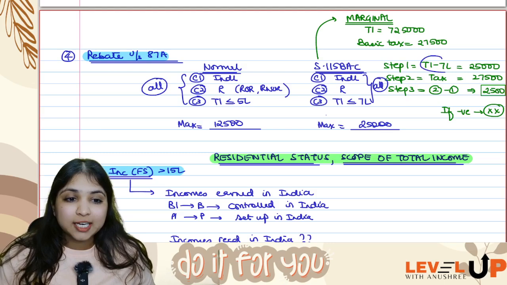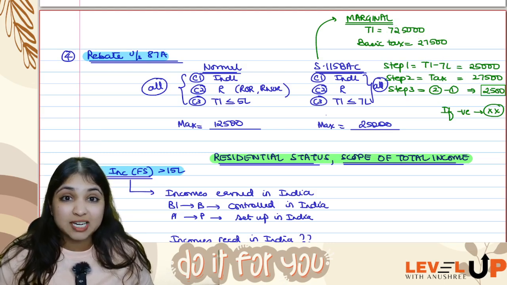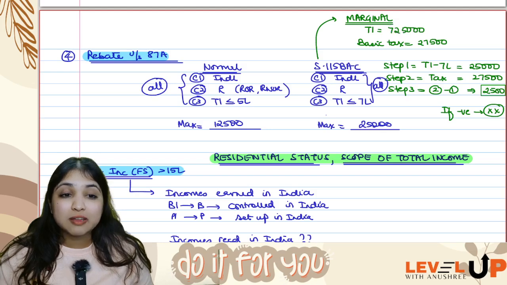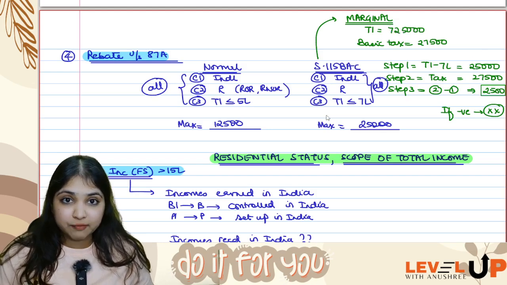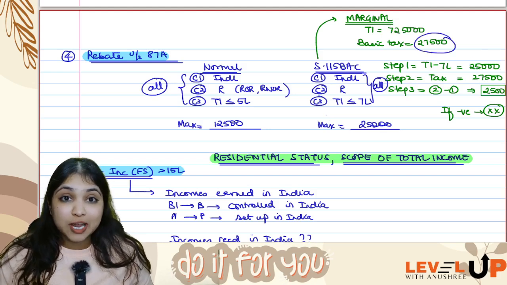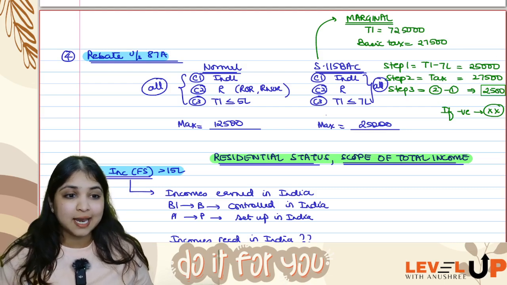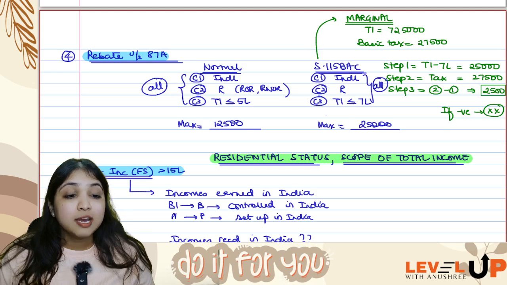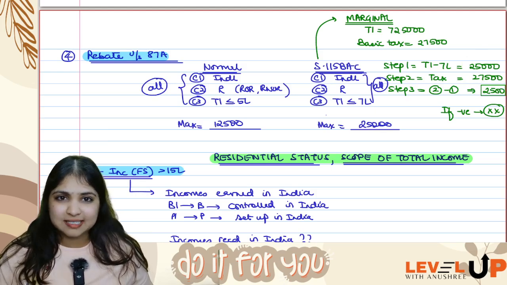Step 1, total income minus 7 lakh. Here my total income is 7 lakh 25,000. So 7 lakh 25,000 minus 7 lakh. Then what is the tax which you calculated as per 115BAC? The basic tax number 27,500. Now you will do step 2 minus step 1. This difference is going to become your 87A rebate.